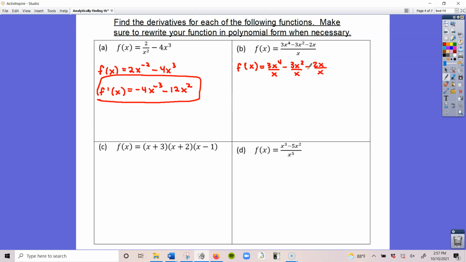As a reminder, when we're using properties of exponents, when you have one term divided by another with the same bases, which all of these have a base of x, you're going to subtract the exponents. So f of x is going to equal 3x to the fourth over x to the first power, which is 3x to the third, minus 3x, minus 2, because here my x's would cancel. Now I'm ready to find the derivative. And this is going to equal 9x squared minus 3.